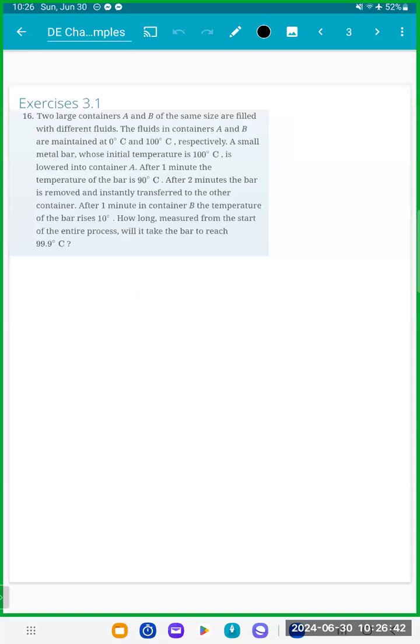Okay, for this next problem, we're looking at problem number 16. We have 2 large containers, A and B, of the same size, and they're filled with different fluids. They have different temperatures. One is 0 degrees Celsius, the other is 100 degrees Celsius. We have a small metal bar whose initial temperature is 100 degrees Celsius, and it's lowered into a container. After 1 minute, the temperature of the bar is 90 degrees. So we put it into the first container. After 1 minute, it's lowered the temperature to 90 degrees.